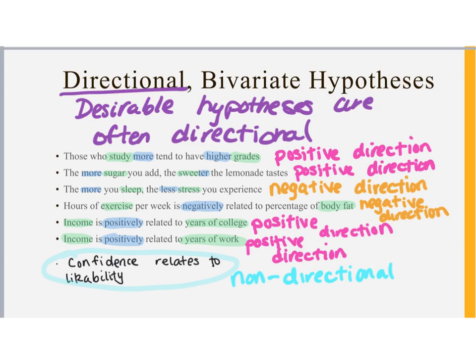When we have a non-directional hypothesis, we're stating that there'll either be a positive or a negative correlation, but we're not sure which. The only thing we're pretty clear about is that there will be some relationship. That means that R will be something other than 0.